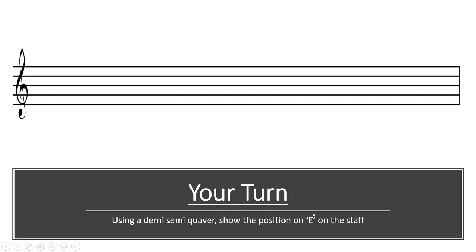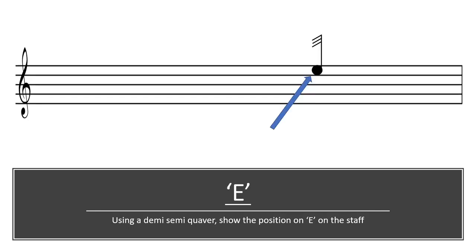show the position of E on the staff. E for elephant. So again, G, A, B, C, D, E, F, G, A. You're figuring out what it is and you're going to use a demi-semi-quaver. And let's see if any of you's got this. Boom. And again, I've gone up the way, but it's still a filled in note head with a stem. And because it's a demi-semi-quaver, it's got 1, 2, 3 tails.